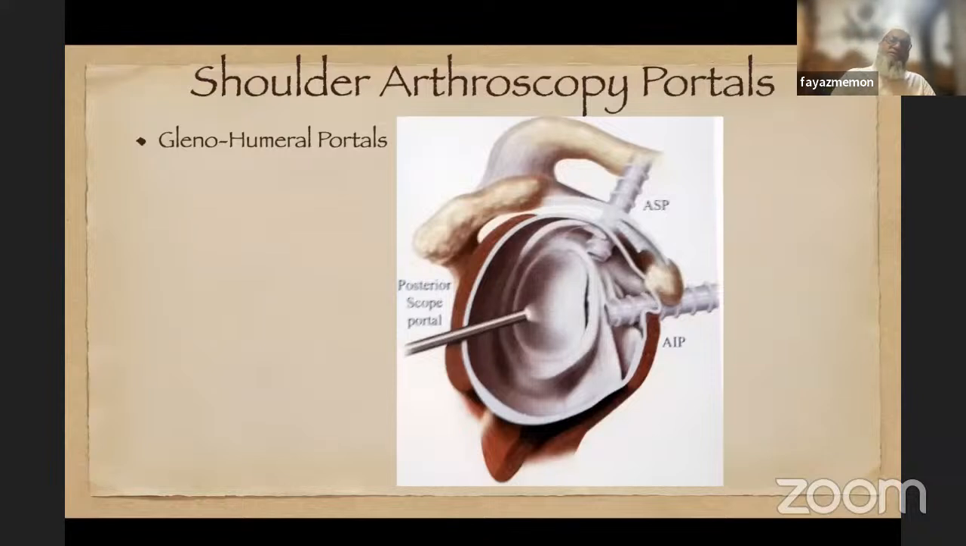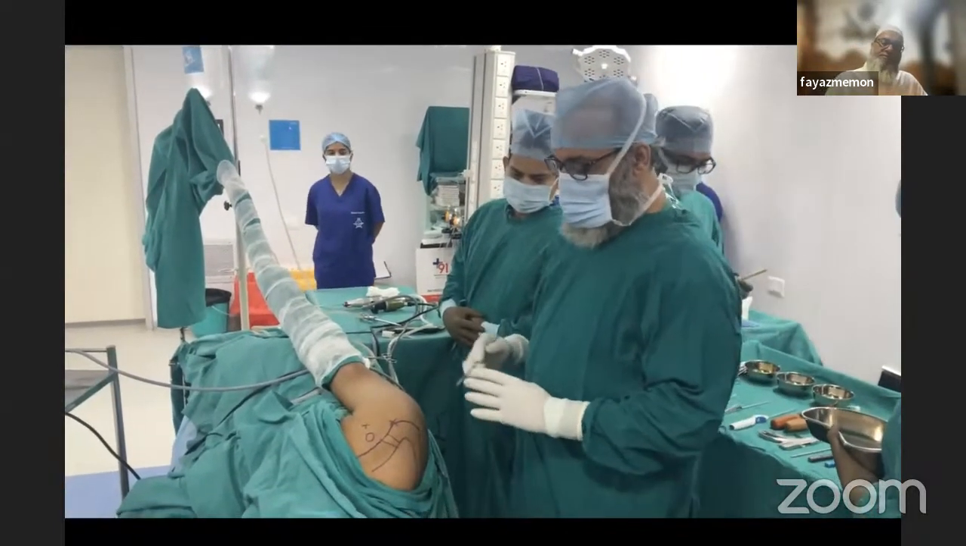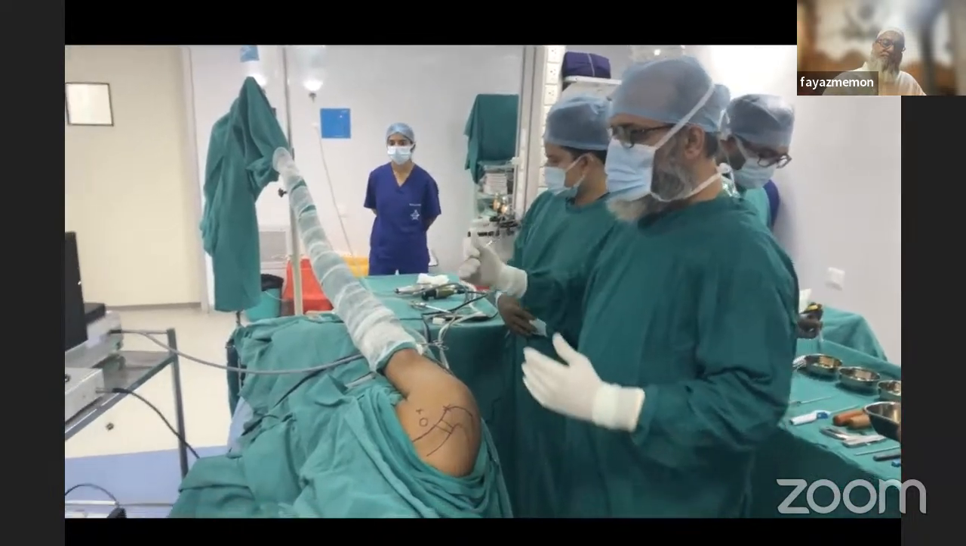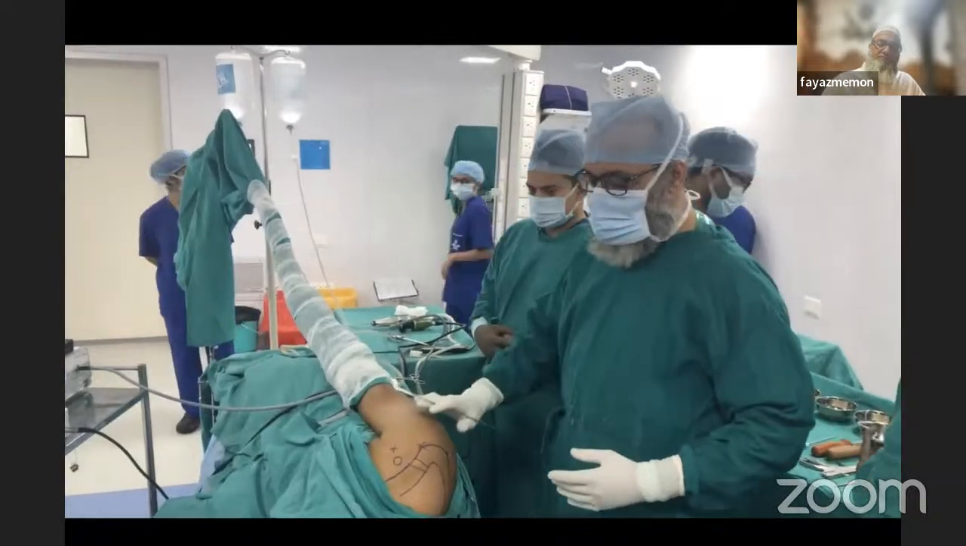Next is the shoulder arthroscopy portals for the glenohumeral procedure, something like Bankart repair. So now this video is going to show you how we take the glenohumeral portals. This is an entirely new setting, where this is the patient's head end, leg end. That's anterior. I am standing to the posterior of the patient. This is the right shoulder joint.